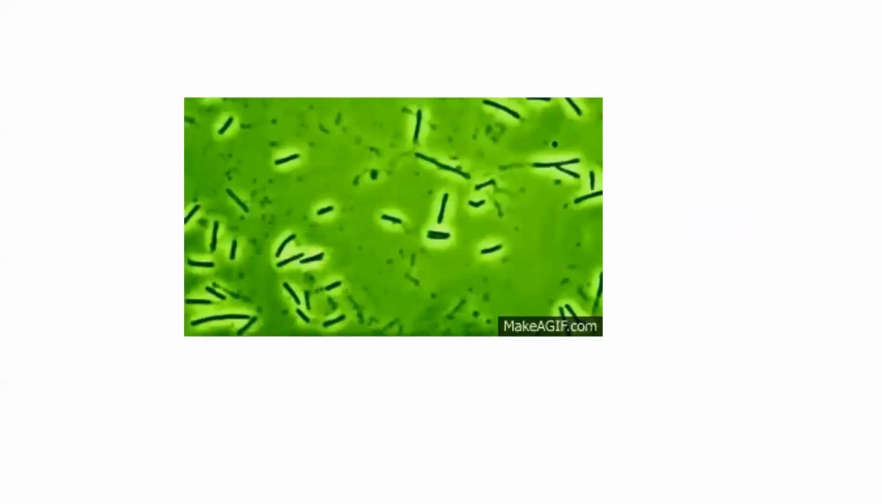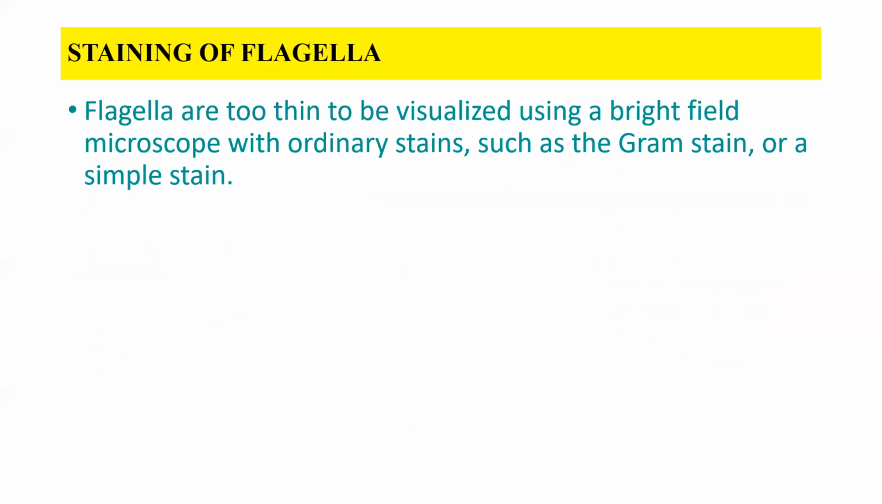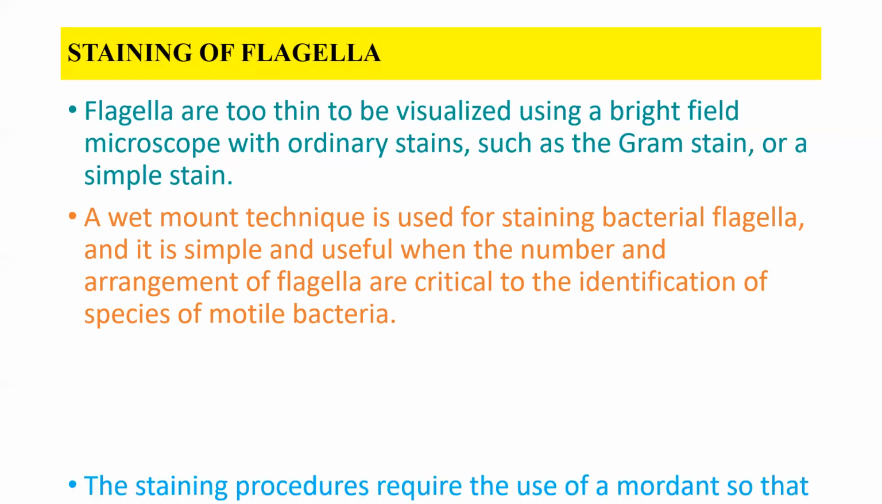The bacteria are moving. They move with the help of flagella. So how can we stain the bacterial flagella? Flagella are too thin to be visualized using a bright field microscope with ordinary stains, such as the Gram stain or a simple stain. A wet mount technique is used for staining bacterial flagella, and it is simple and useful when the number and arrangement of flagella are critical to the identification of species of motile bacteria.